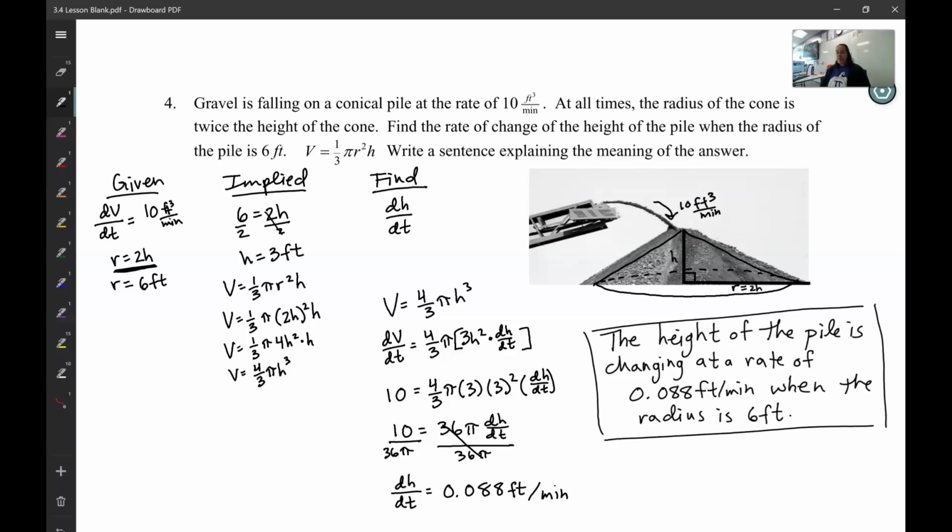And there we go. That should be everything for your last related rates example. You can get started on your homework.